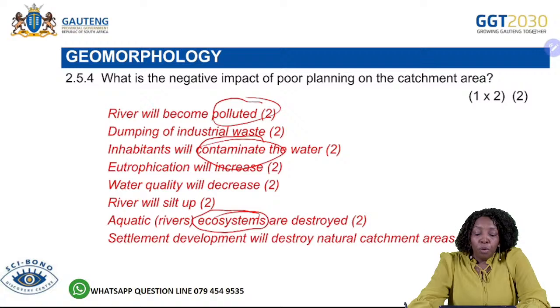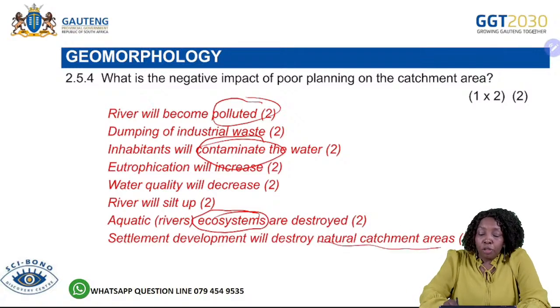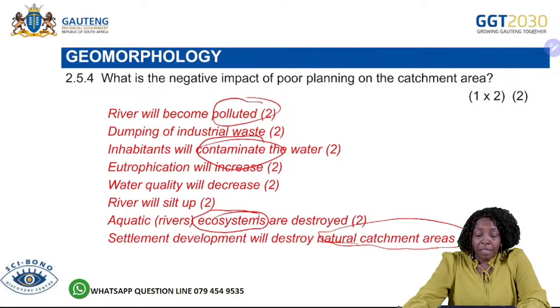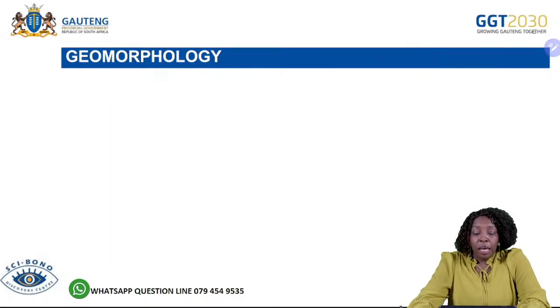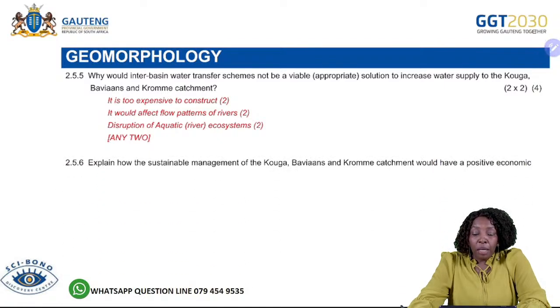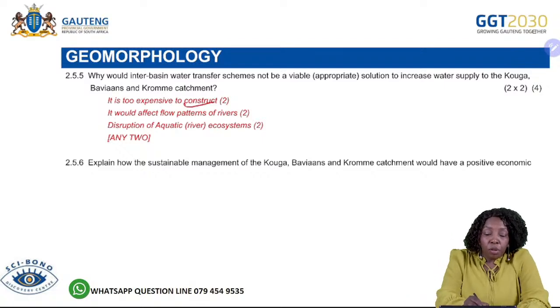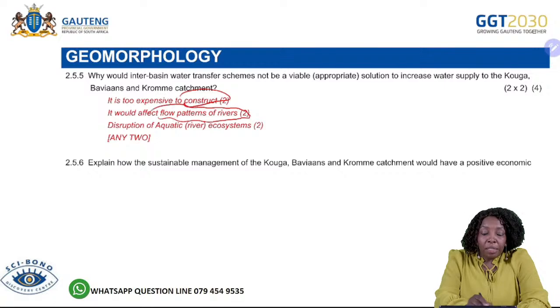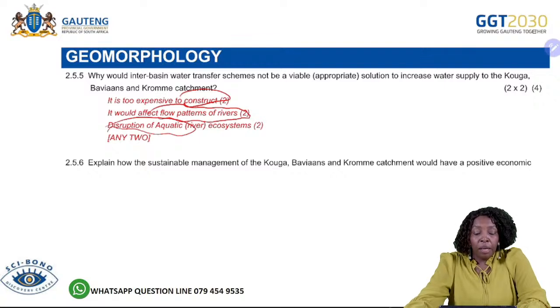Settlement development will destroy natural catchment areas. We see so much development of settlements, and this impacts on these natural catchment areas. Any of this is because of poor planning over the catchment areas. Okay. And then the last question there, why would the interbasin water transfer scheme not be viable as a solution to increase water supply to the Kouga? It is too expensive to construct. It would affect the flow patterns of a river, and it will also disrupt the aquatic life there.